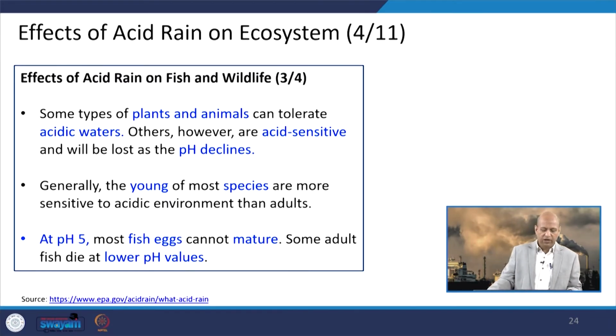So, aquatic life is completely disturbed because of this acidic nature of the water due to acid rain. Some types of plants and animals can tolerate acidic waters, but others may not, because acid sensitivity may be different. So, they can get lost because of this pH decline in the environment, and then they can disturb the complete ecosystem. Generally, the young of most species are more sensitive to acidic environments than adults, because their tolerance limit is very low. At pH 5, most fish eggs cannot mature. Some adult fish die at lower pH values. So, this is a drastic negative impact on aquatic life, particularly fish.